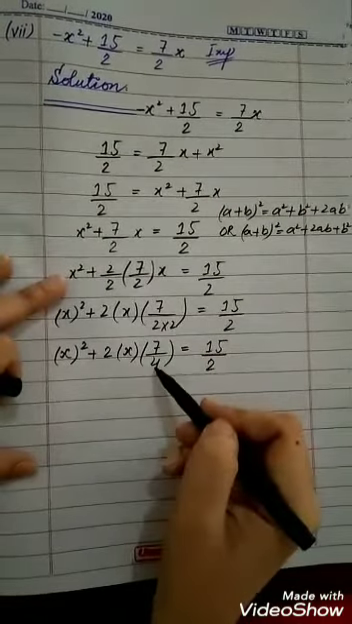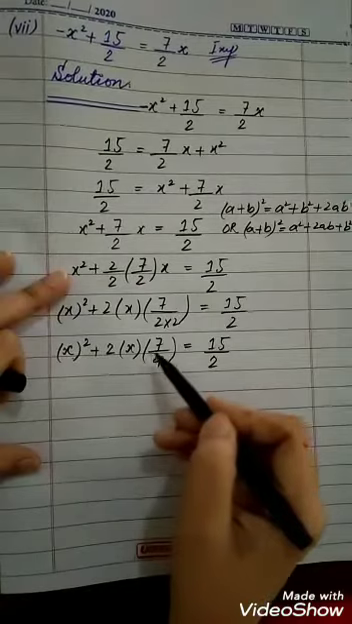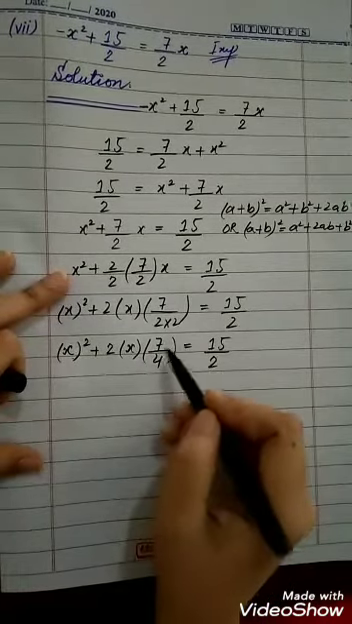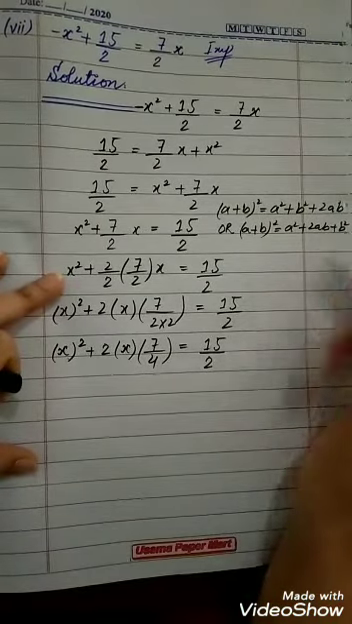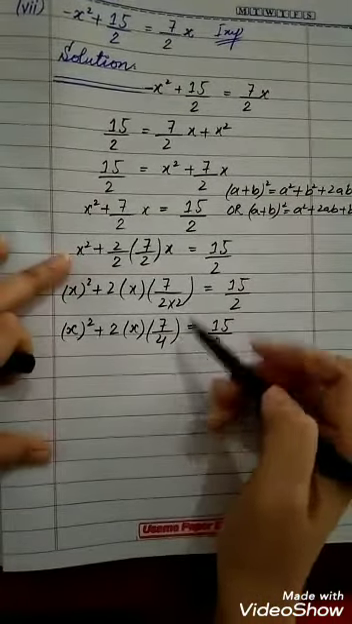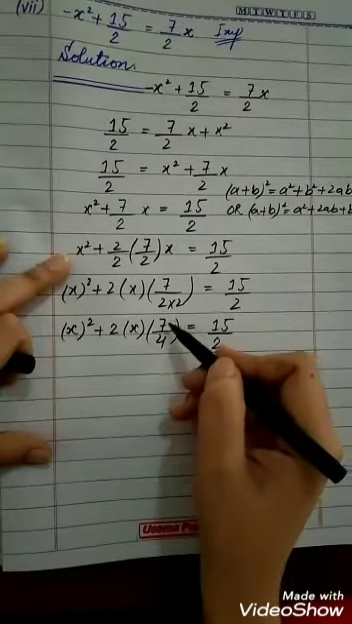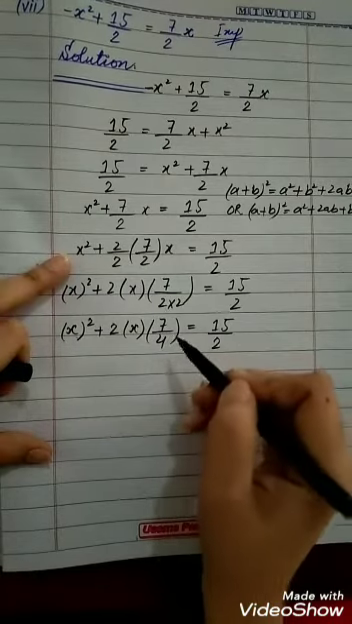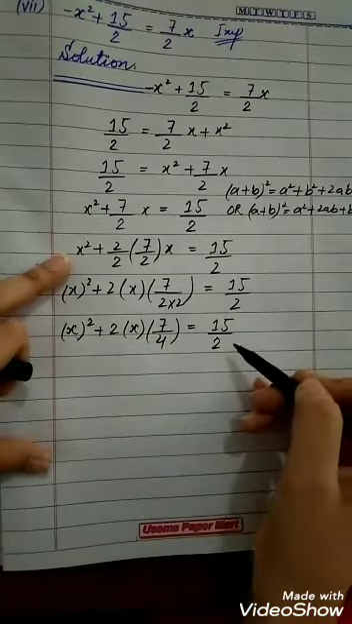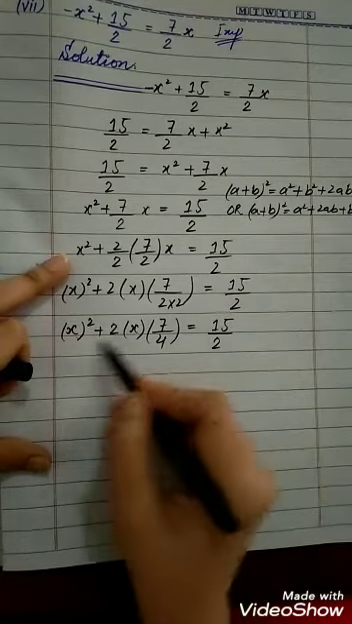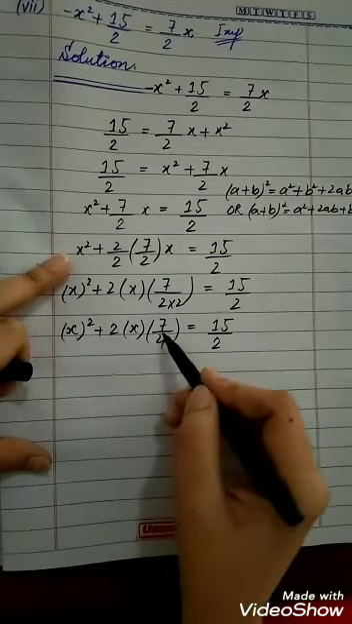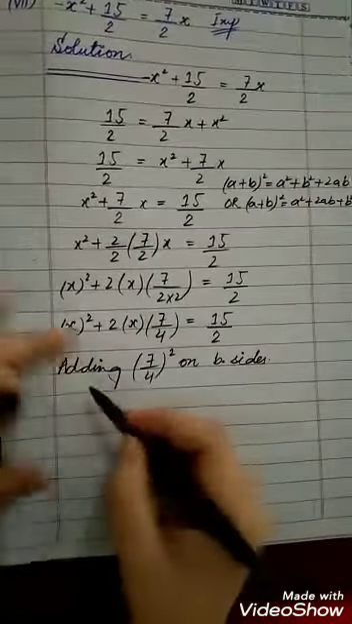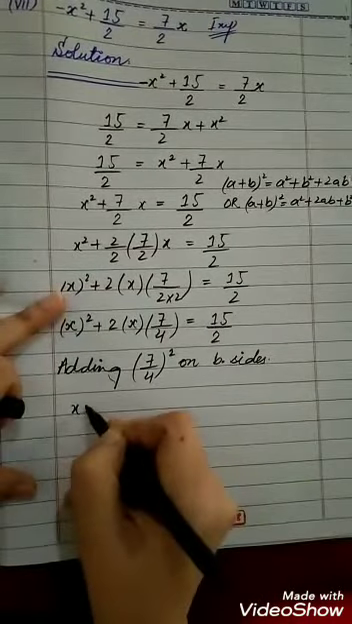We have multiplied here the denominator, a square plus 2a into b. It means we have found b. Now what do we need? We need b square now. So how can we make b square? By adding 7 by 4 whole square on the left hand side and on the right hand side to make b square. We have to make a square plus 2a into b plus b square. So let's move, students, we have to add 7 by 4 on both sides.